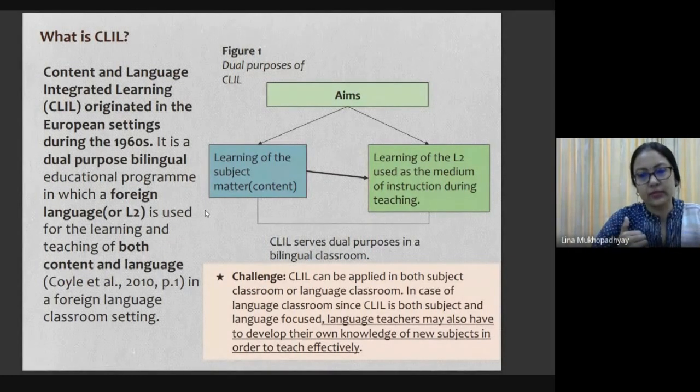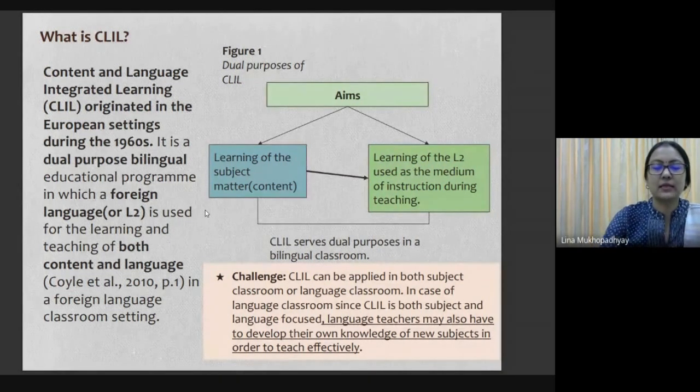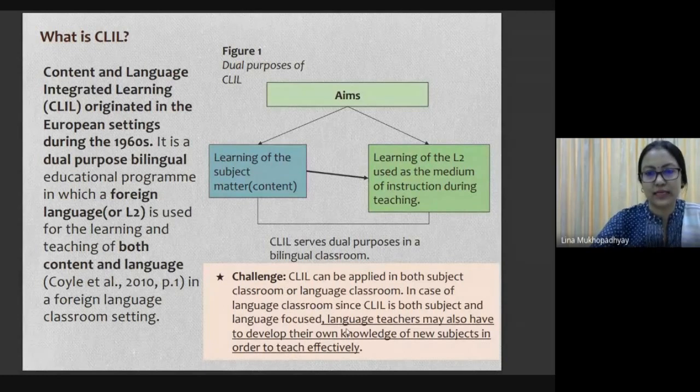And later, when it came to India, the concept of CLIL that we have in India is, as I said, language across the curriculum or using English as the medium of instruction. And by that, teachers and parents would look at it as their learners getting more English, because it is also the medium of instruction in other classroom settings.